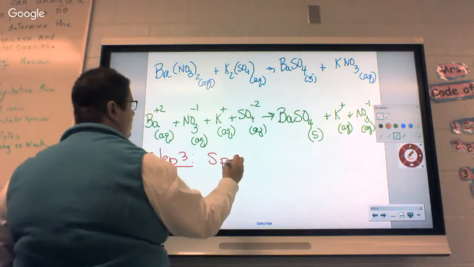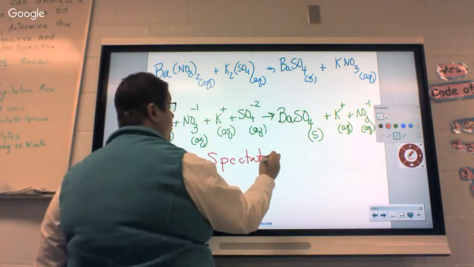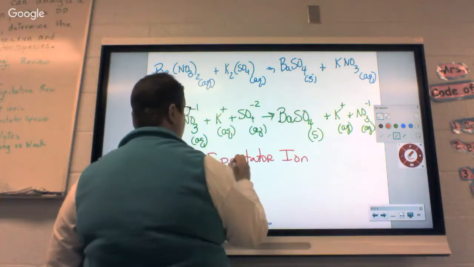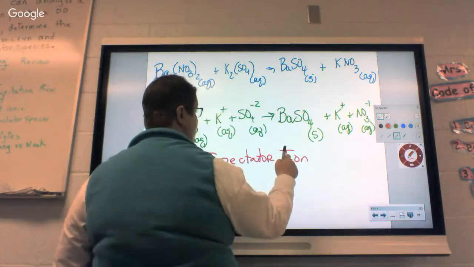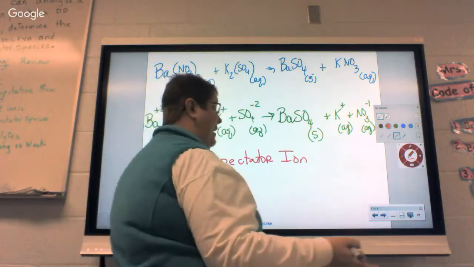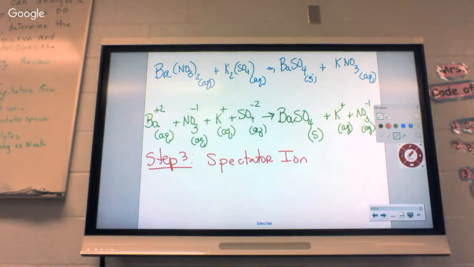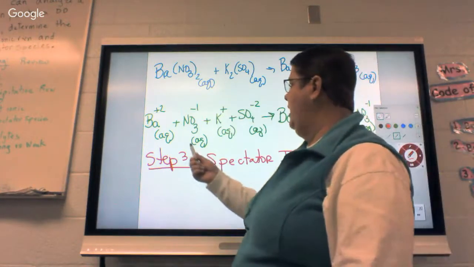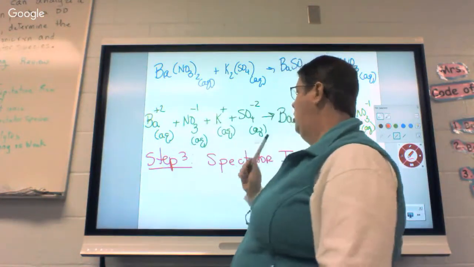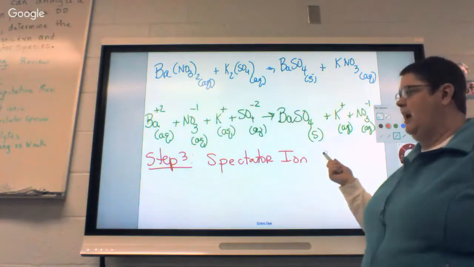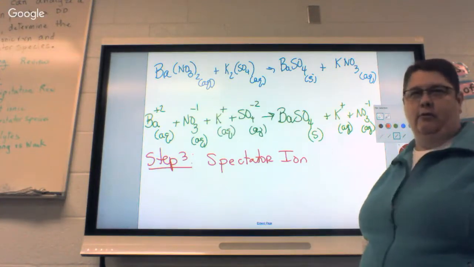What does spectator mean? Spectator ions are just that in chemistry also. They watch, they don't participate, they didn't make anything, they didn't do anything. So, what are the ions that didn't do anything? They didn't participate, they didn't do anything in the reaction except go along for the ride. No, because BaSO4 is a solid here, and it started out aqueous, and it turned into a solid. It made something. That's not a spectator.